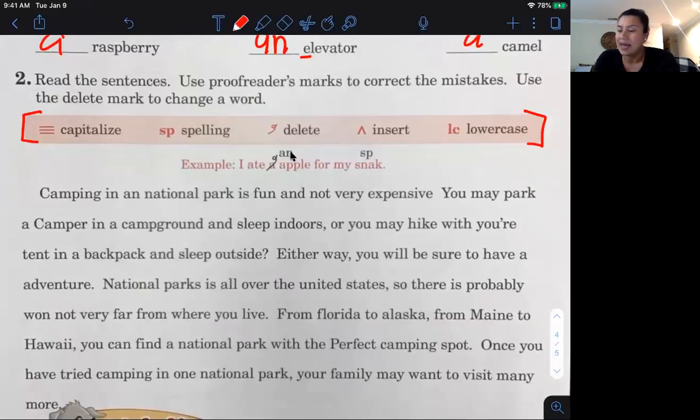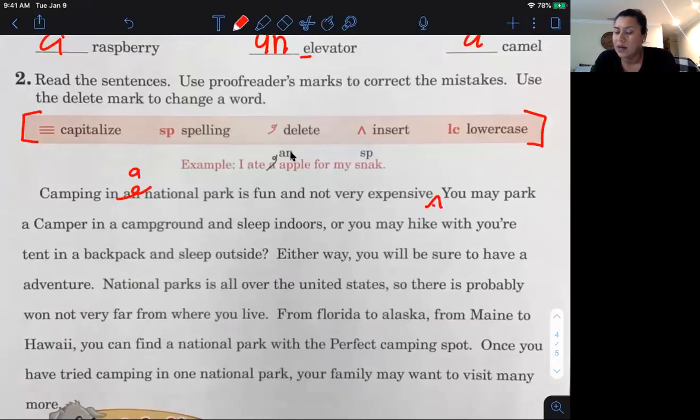Camping in a national park is fun and not very expensive. Is there something wrong with that first sentence there? Yes, it's not an. So we're going to delete an. Do that little loop-de-loop over that word, and you're going to write a because it's a national park, not an national park. Camping in a national park is fun and not very expensive. Does it begin with a capital, end with a punctuation? Oh, let's go ahead and add our punctuation.